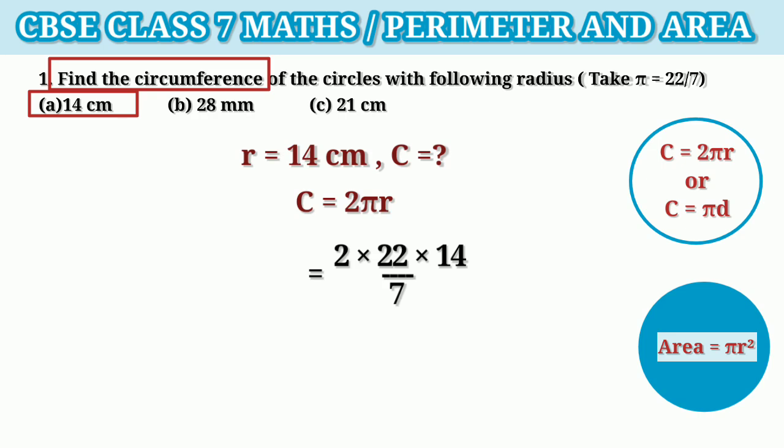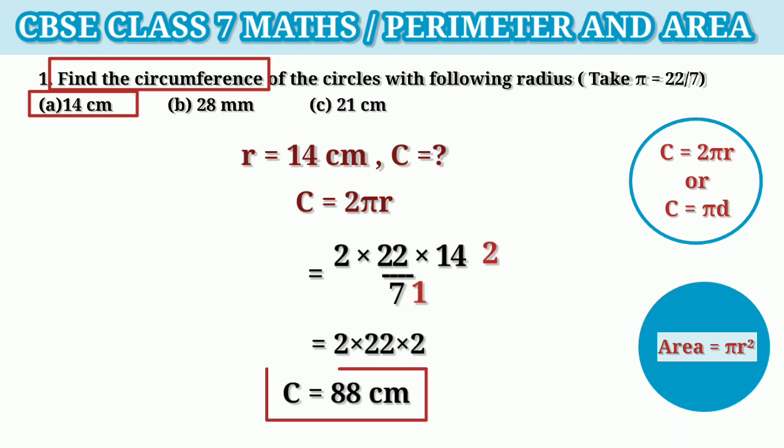Now we will cancel 7 and 14. Both are divisible by 7. So we will cancel: 7 ones are 7, twos are 14, and multiply the remaining numbers, that is 2 into 22 into 2, which comes to 88. So the circumference of the circle is 88 centimeter.